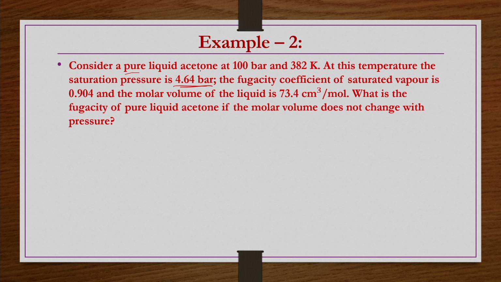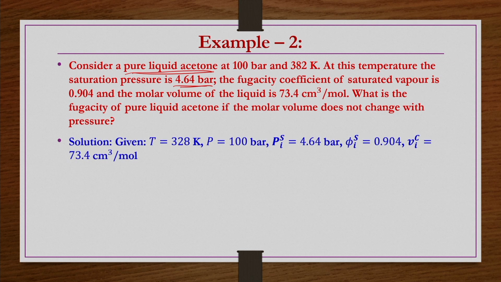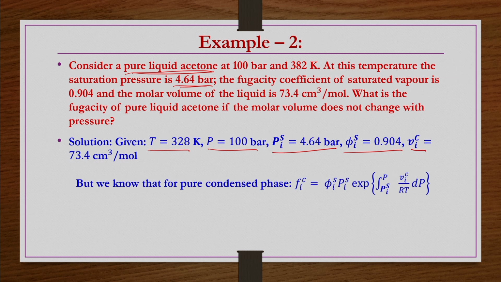The pure acetone is in the liquid form, that is in the pure condensed form, right. That means whatever fugacity relation we have developed for pure condensed phase, we have to use. So before solving the problem, let's list out what has been given. Temperature is given, pressure is given, saturation pressure is given. That means delta P, that is P minus P_i^S, is given. The fugacity coefficient of saturated vapor, phi_i^S, is given. The molar volume of the condensed phase, V_i^C, is given.